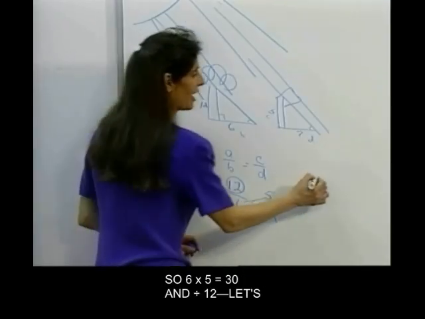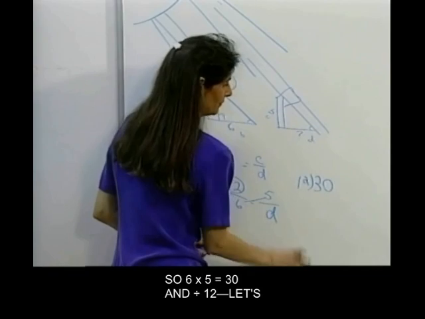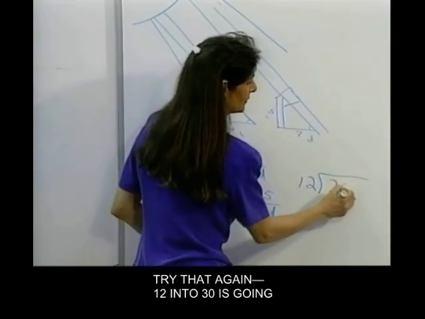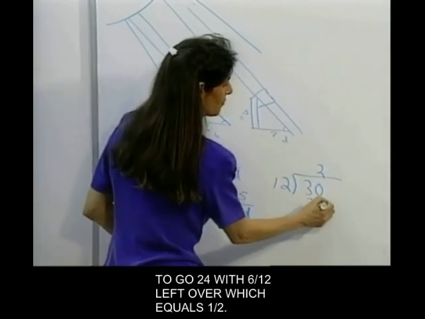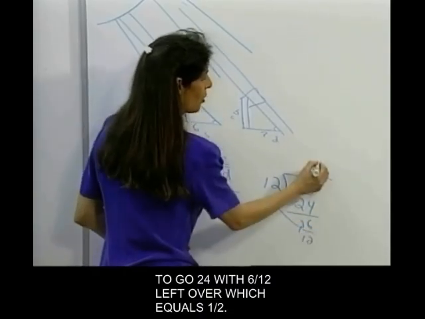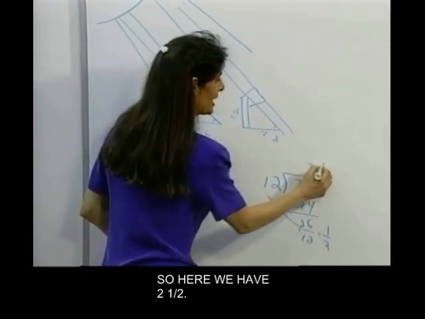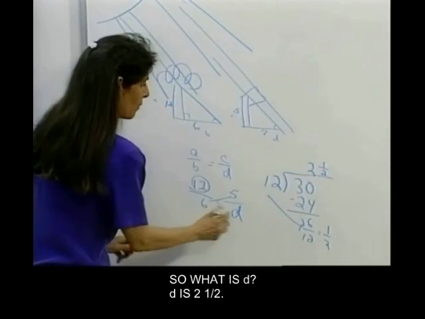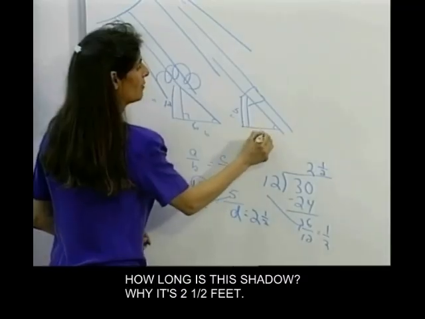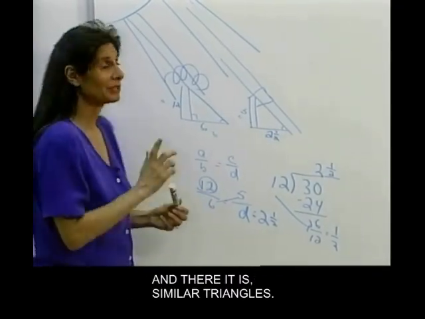So 6 times 5 is 30, and divided by 12, 12 into 30 is going to go 2 with 6 twelfths left over, which equals 1/2. So here we have 2 1/2. So what is D? D is 2 1/2. How long is this shadow? Why, it's 2 1/2 feet. And there it is. Similar triangles.